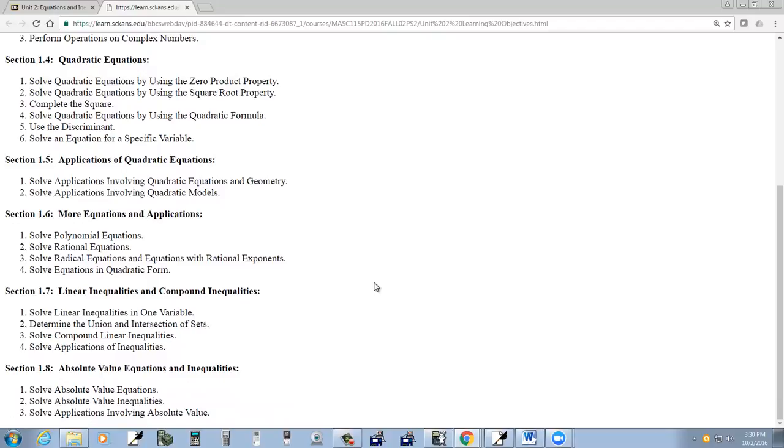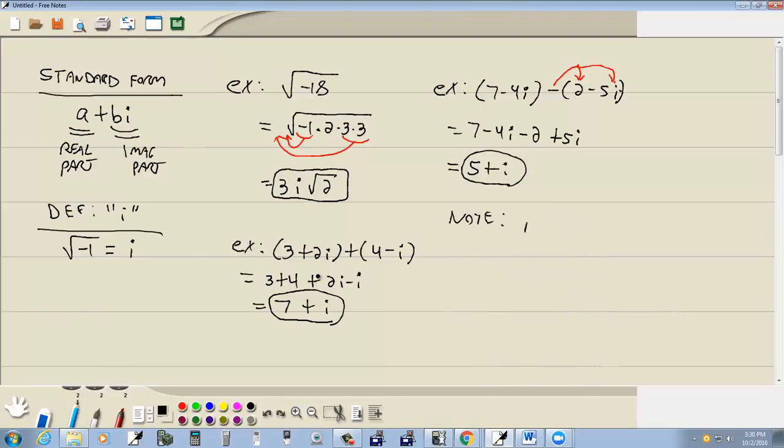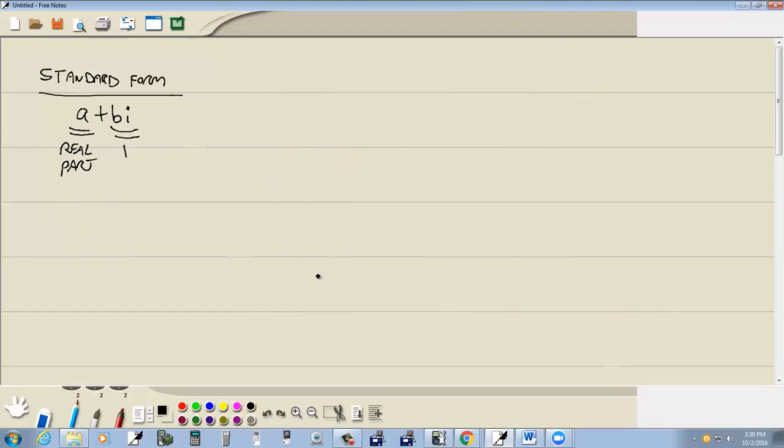And that's complex numbers. Now let's talk about quadratic equations. Let me erase this. Quadratic means you got an x squared. And there's different ways we can solve a quadratic equation. And our first one is called the zero factor property.